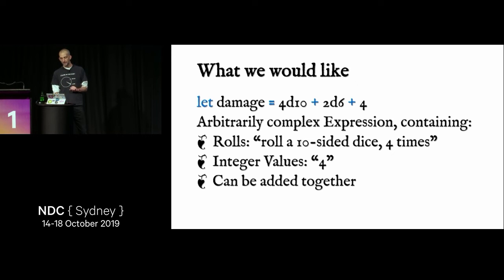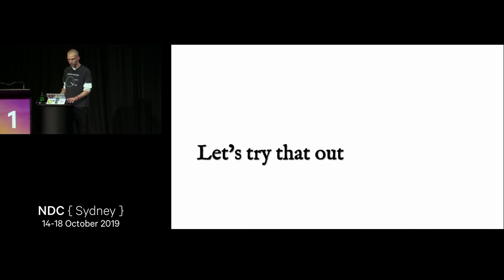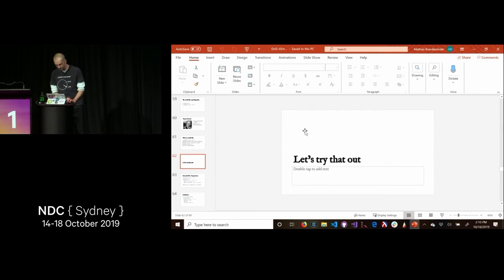So what I would like is to write something like 4d10 plus 2d6 plus 4. That's an expression. And if I look at this, I see three things. First, I see something like 4d10. 4d10 is saying I want to roll a 10-sided die four times. The second type of thing I have here is 4. 4 is a value, just a number. And the third thing I see is the plus sign, which is saying I can use addition on these pieces of expression to compose bigger expressions. So let's try that out and see if we can model this using F#.